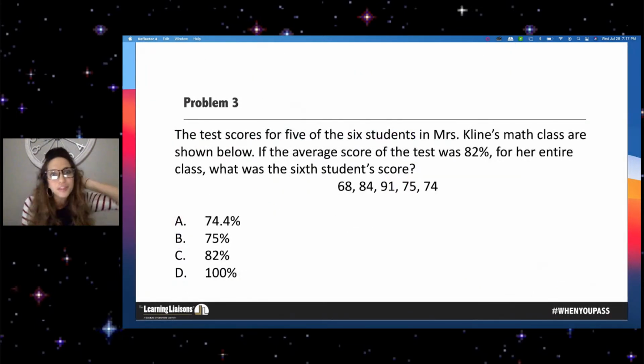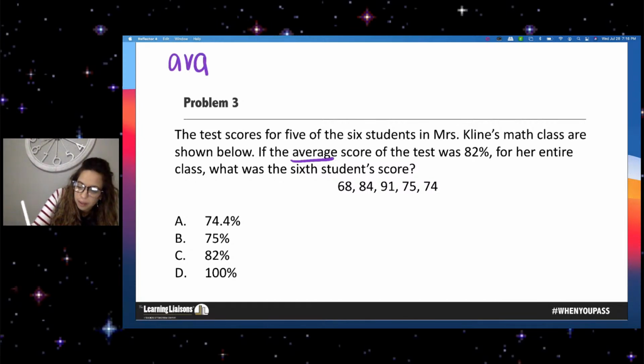All right, problem 3. The test scores for 5 of the 6 students in Mrs. Klein's math class are shown below. If the average score of the test was 82% for her entire class, what was the 6th student's score? So what do we have here? We have average. We have the mean. Average and mean are the same thing.